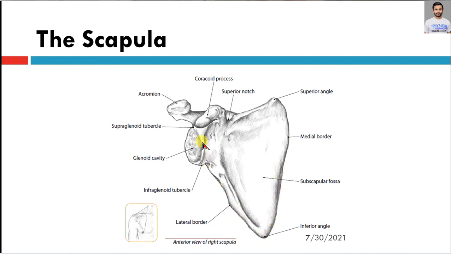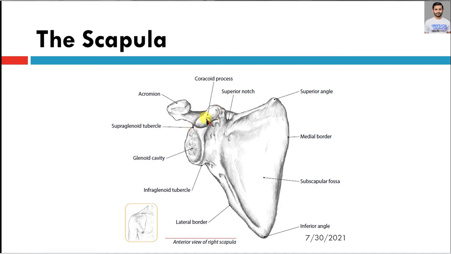On the lateral border, there is a cavity which is called the glenoid cavity. Below this glenoid cavity, on the lateral border, is a tuberosity which is called the infraglenoid tubercle. And then we have a supraglenoid tubercle. These are the attachment sites for different muscles. For example, the supraglenoid tubercle is an attachment site for the long head of the biceps.